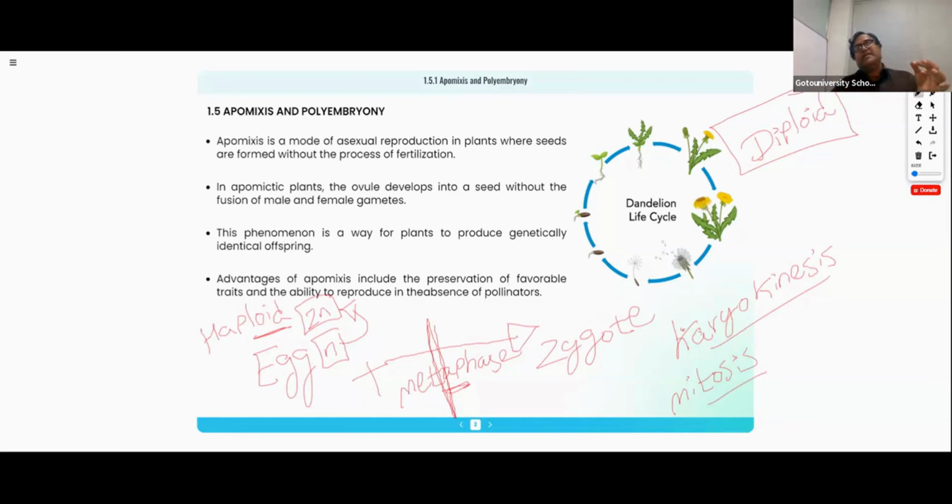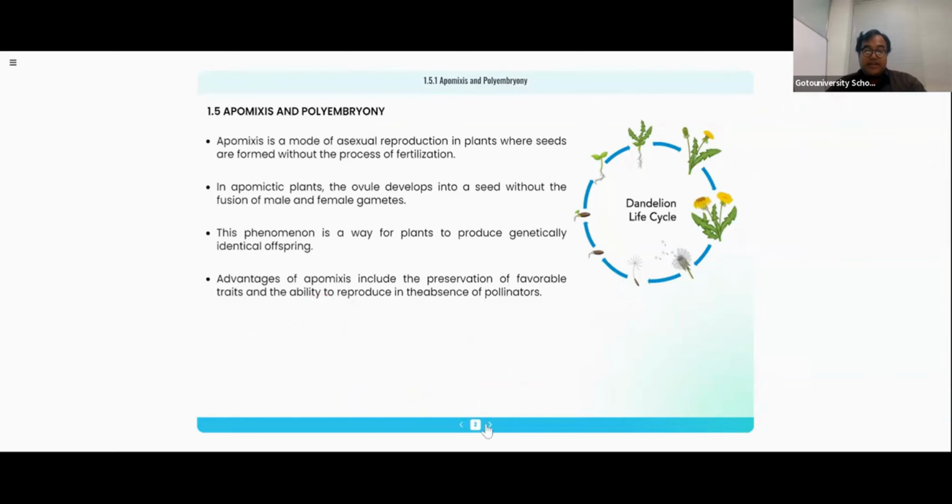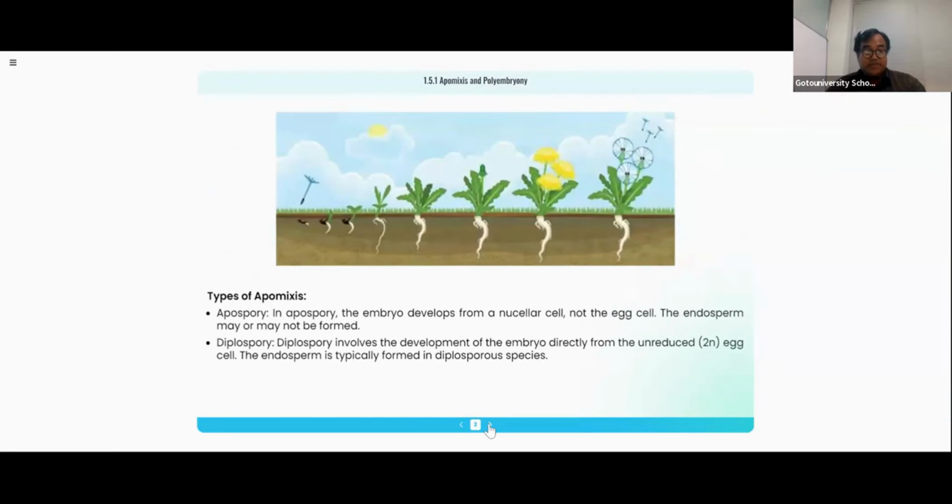I am the egg. I am undergoing mitosis, karyokinesis. At that time, I'm getting retardation in the metaphase. As a result, this egg is becoming diploid. This diploid egg is formed from a haploid egg, and this diploid egg is going to become a zygote directly. So this is the concept we need to understand in the case of the apomixis process or polyembryony, right? Now, the next important concept in apomixis is apospory.